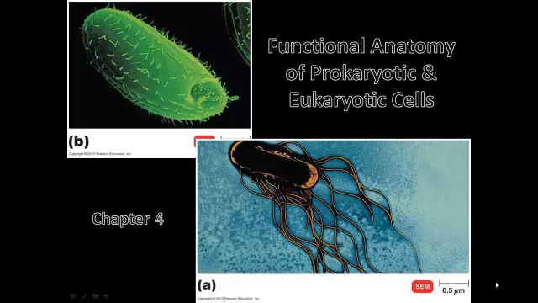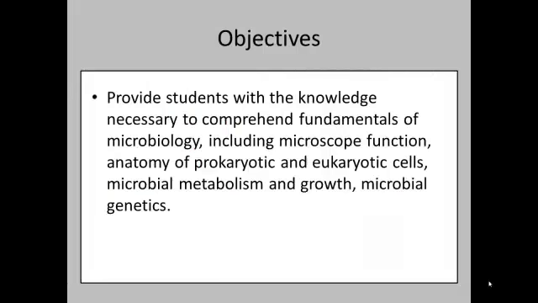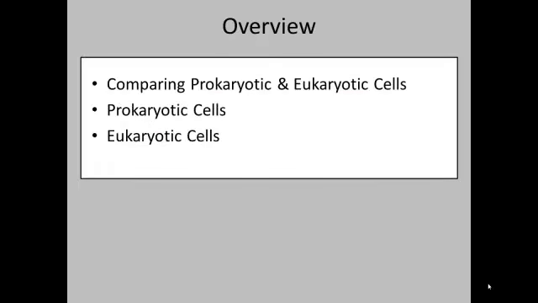Welcome to Chapter 4, Functional Anatomy of Prokaryotic and Eukaryotic Cells. Once again, I'm going to be chopping this into two pieces, so this will be Part 1. This chapter fulfills the objective to provide students with the knowledge necessary to comprehend the fundamentals of microbiology, specifically the anatomy of prokaryotic and eukaryotic cells. For this chapter, we're going to cover comparing prokaryotic and eukaryotic cells, and eukaryotic cells.